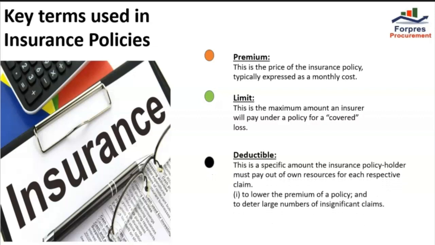Another one is deductible. This is a specific amount the insurance policyholder must pay out of own resources for each respective claim. Deductibles are typically applied per each type of claim and serve two purposes. Number 1 is to lower the premium of a policy, and to deter large numbers of insignificant claims.